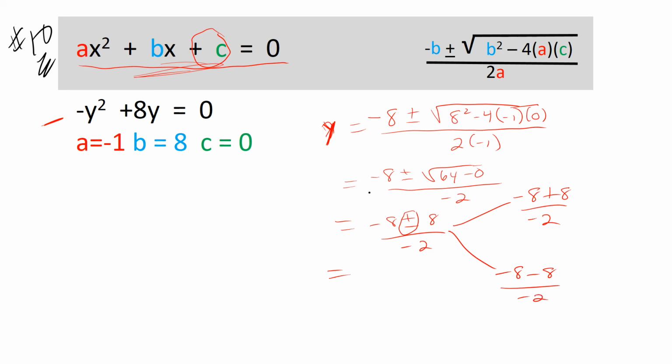So in the top, negative 8 plus 8 is 0, divided by negative 2, so that's going to be 0. On the bottom, negative 8 and minus 8, that's going to be negative 16. And again, there's the negative 2. We'll divide negative 16 by negative 2, and we get a positive 8. So the solutions to this problem, values for y that make the original equation true, are 0 and positive 8. Done.